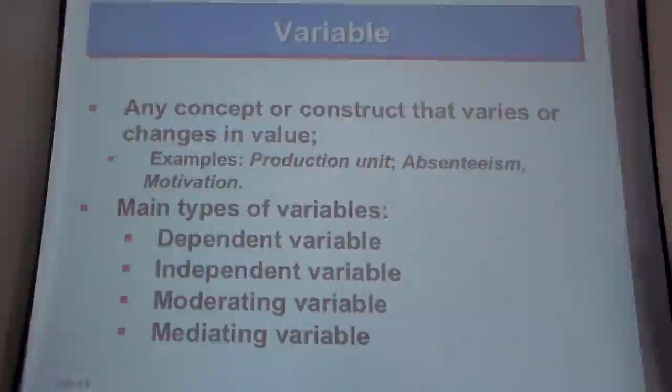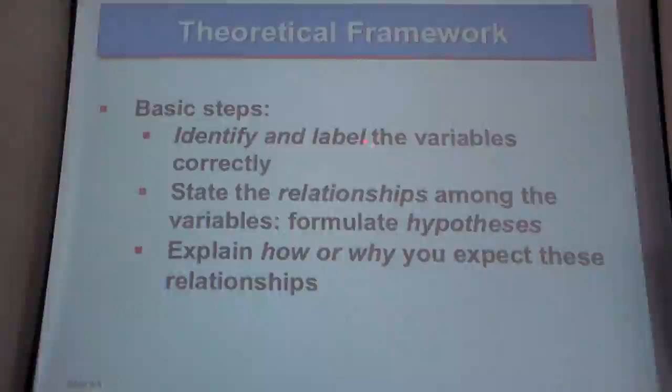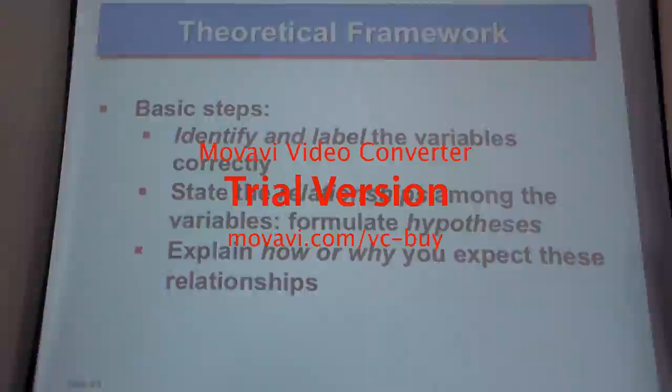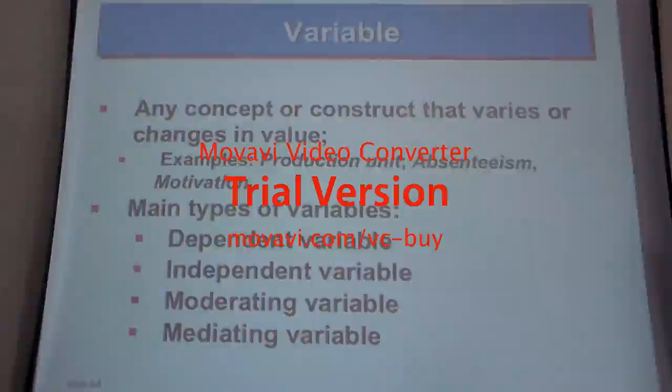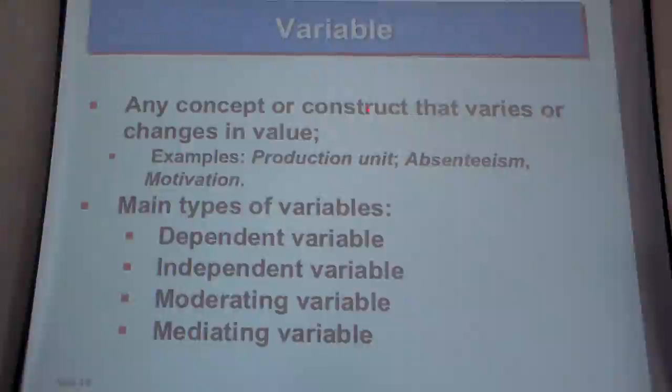Okay? We will see what we mean by variable and what the types of variables are, because the first step is to identify the variables. So we should know what the variables are. What do we mean by variable? Okay? What are the types of variables? So a variable is any concept or construct that varies or changes.